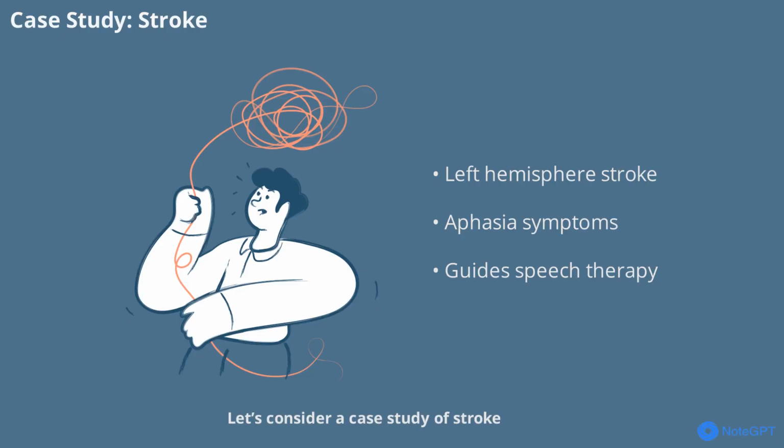Let's consider a case study of stroke. A patient suffers a stroke affecting the left hemisphere, resulting in language deficits known as aphasia. Neuropsychological testing reveals specific impairments in speech production and comprehension. Lesion mapping pinpoints the affected regions, guiding targeted speech therapy and rehabilitation efforts.